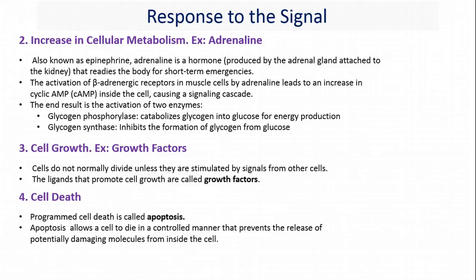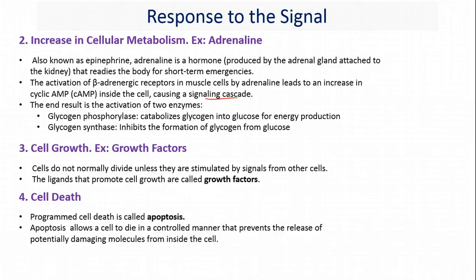So it's going to activate receptors on the cell surface, especially in muscle cells. It's going to lead to an increase in our second messenger called cyclic AMP. The cyclic AMP is going to start a signaling cascade, and the end result is the activation of two enzymes. So we're not talking about a change in the way genes are expressed here. We're talking about the way that enzymes are activated inside the cytosol.